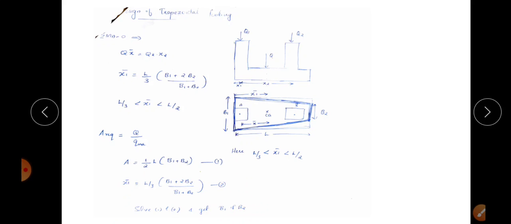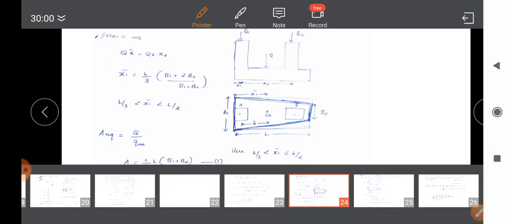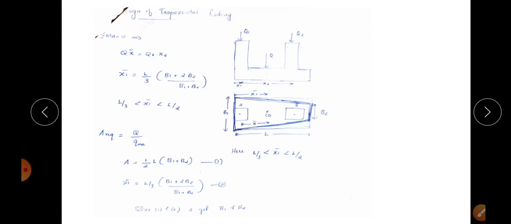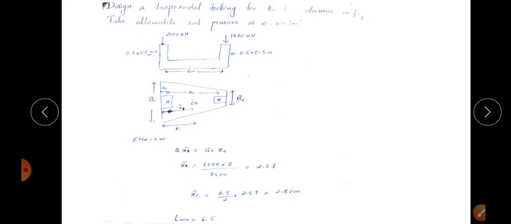So here we are equating the area in this equation of trapezoidal footing, that is L by 2 into (B1 plus B2), and the centroid is equated as L by 3 into (B1 plus 2B2) by (B1 plus B2), and solving these two equations, we will get B1 and B2. So this is the design procedure for trapezoidal footing. Okay, so we can do one problem.